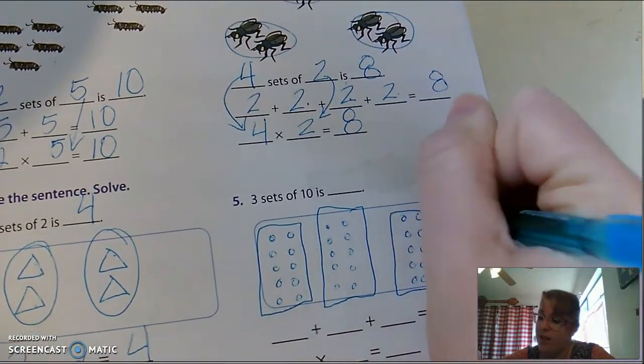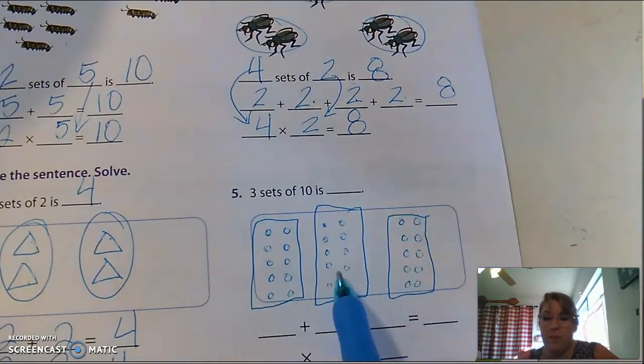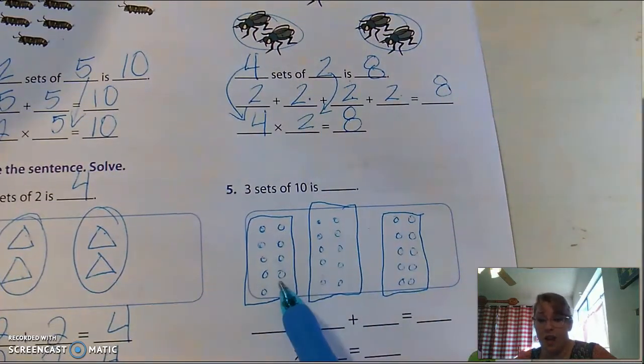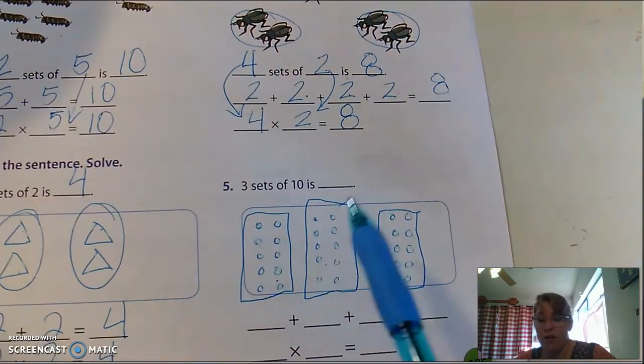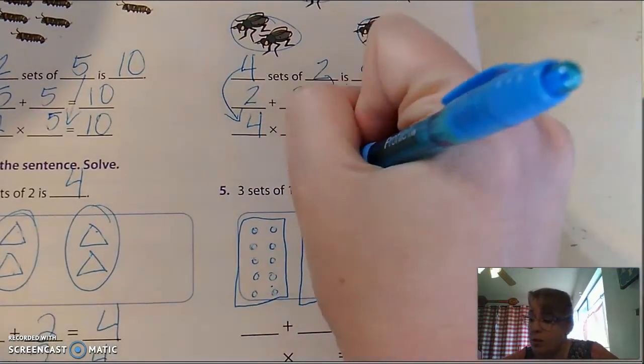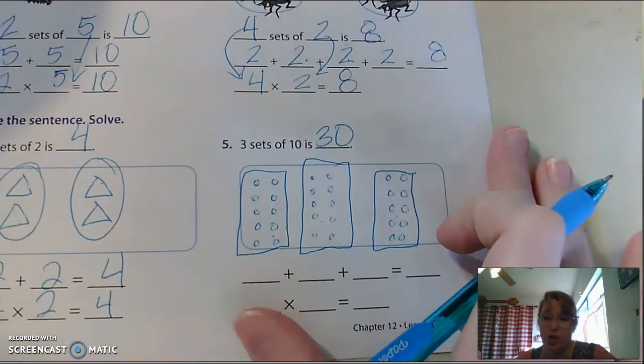That's your third set. So if I'm going to count, and if you need to pause the video, you can pause the video right now, okay? I'm going to go 10, 20, 30. I'm counting by tens, okay? So 3 sets of 10 is 30.